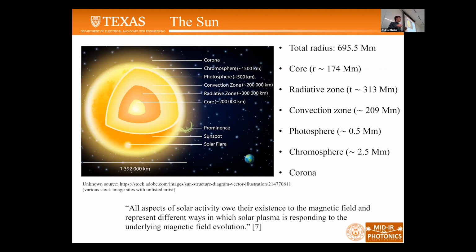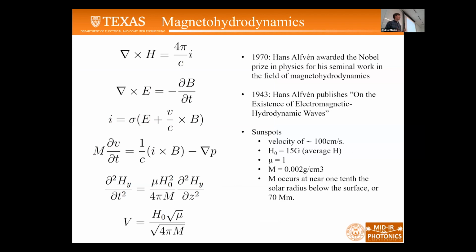So because of the sun's high temperature, all of its constituent atoms are ionized. And so the sun is primarily a conducting fluid. So we can use magnetohydrodynamics, the study of how magnetic fields interact with conducting fluids, to examine the origin of various spectacular phenomena on the surface of the sun.